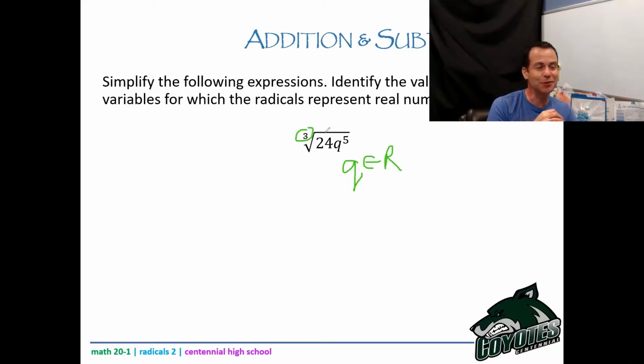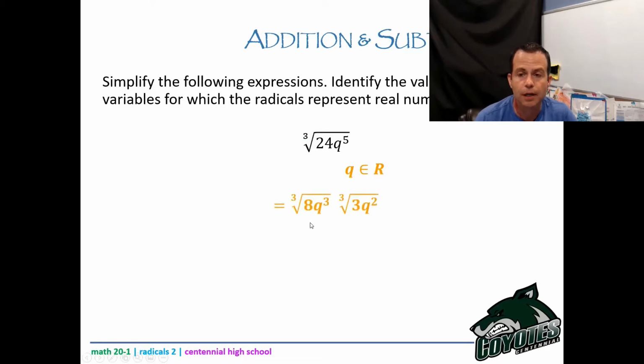When I have q to the 5, I could take out q to the 3, and then my leftover bit would be, well, after the 8 gets taken out, my leftover bit would be 3. 8 times 3 is 24. And after the q to the 3 gets taken out, my leftover bit would be q squared. So I end up with, just going to clear my ink there so you can see my typing, which is way better than my writing, the cubed root of 8q cubed times the cubed root of 3q squared.